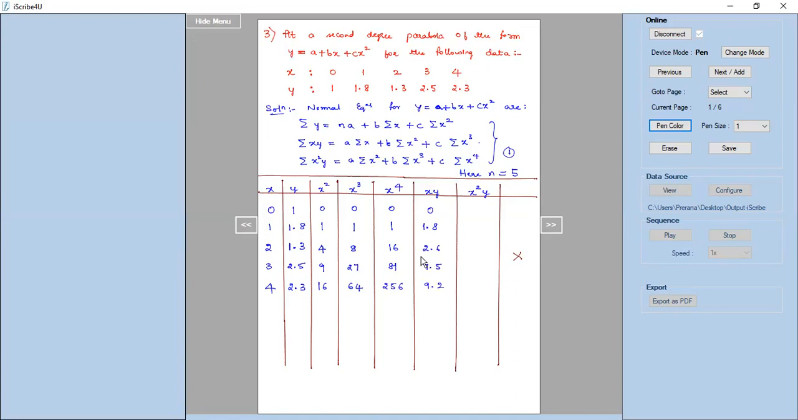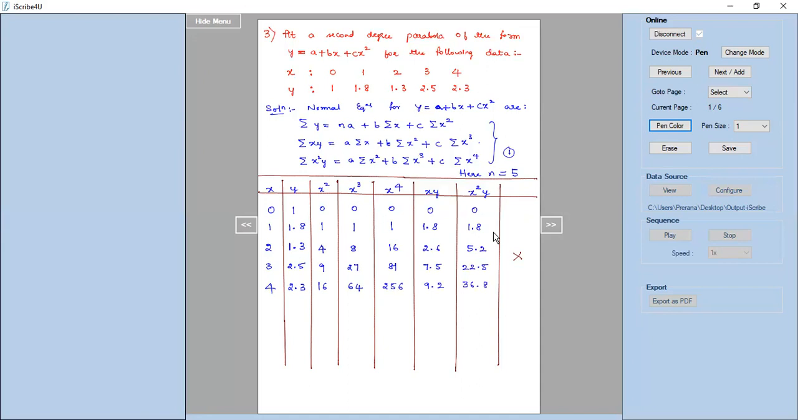And x square y. You have already taken x square values, multiply x square into y column. So 0 into 1, 1 into 1.8, 4 into 1.3, 9 into 2.5, 16 into 2.3. Like that you can multiply and directly fill this column. So x square into y will be 0, 1.8, 5.2, 22.5, then 36.8.